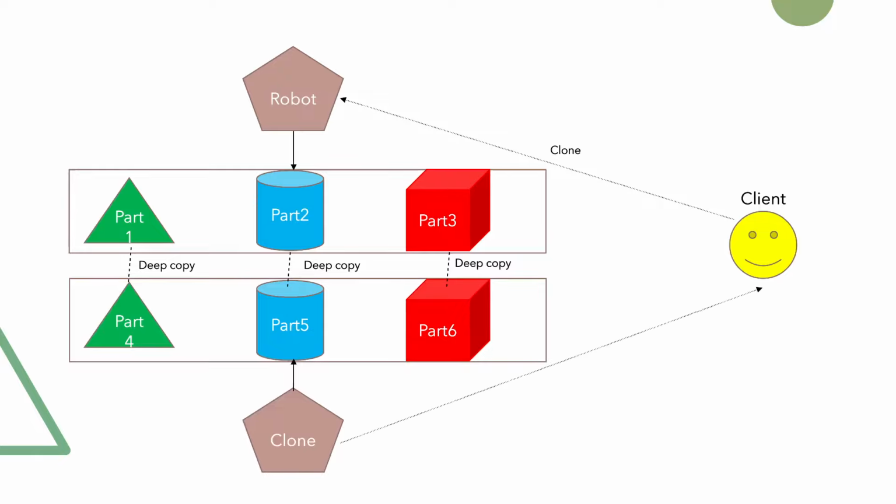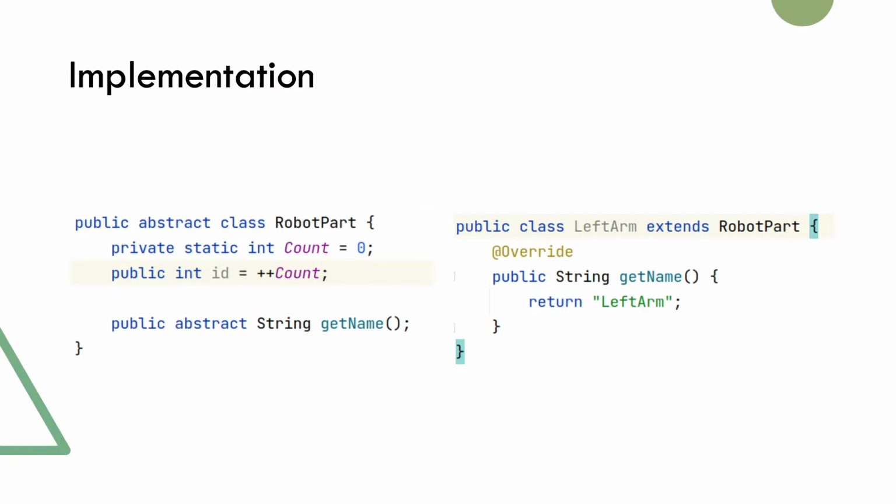Now, let's go through the implementation of this example. We have an abstract class robot part that has an ID and an abstract method getName. We have also shown one implementation of the robot part in the left arm class that returns an appropriate message. Other robot part implementations have similar behavior with corresponding messages.